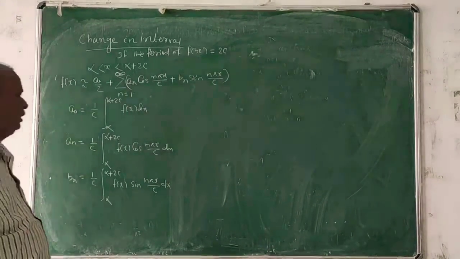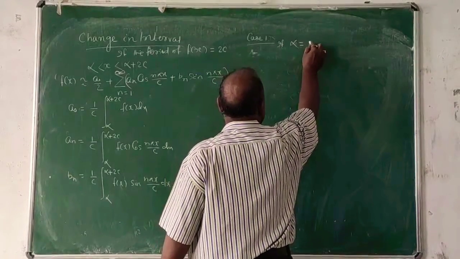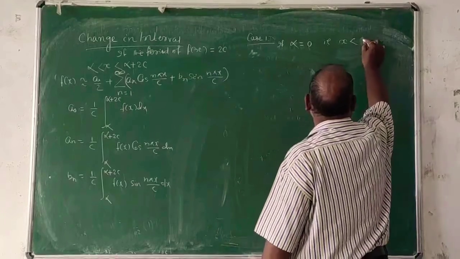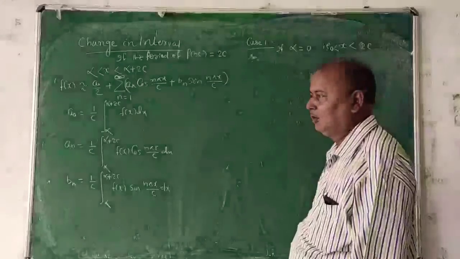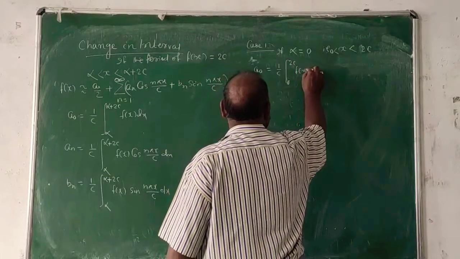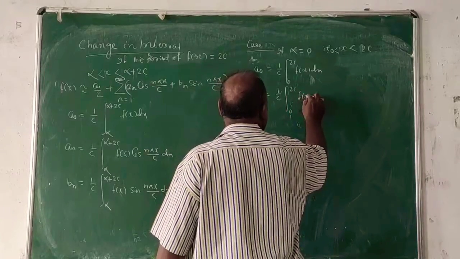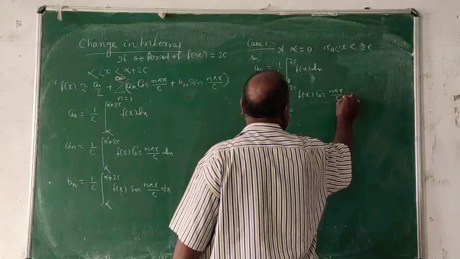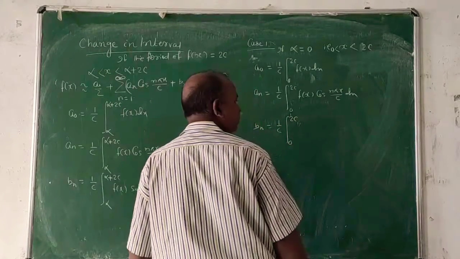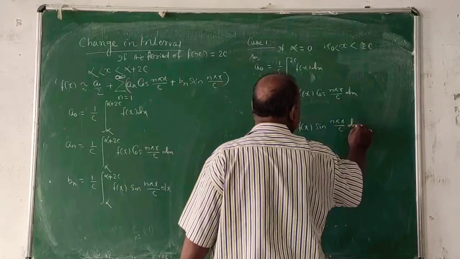Okay? Now again, let us take case number 1. If alpha is equal to 0, that means x lies between 0 and 2c, then the value of a0 is 1 by c into the integration of 0 to 2c of f of x dx. And the value of an is 1 by c into the integration of 0 to 2c of f of x cos of n pi x by c dx. And the value of bn is 1 by c into the integral of 0 to 2c of f of x sine of n pi x by c dx.